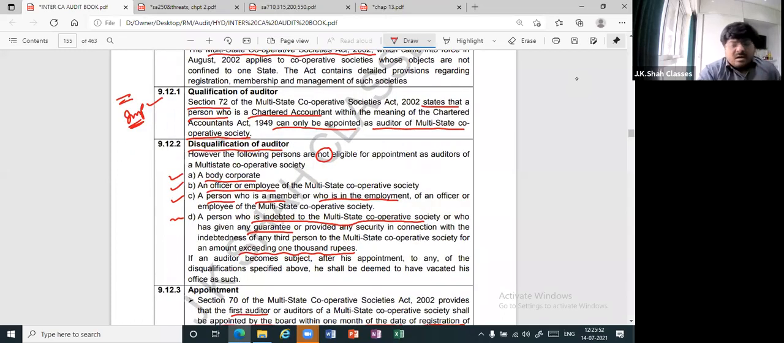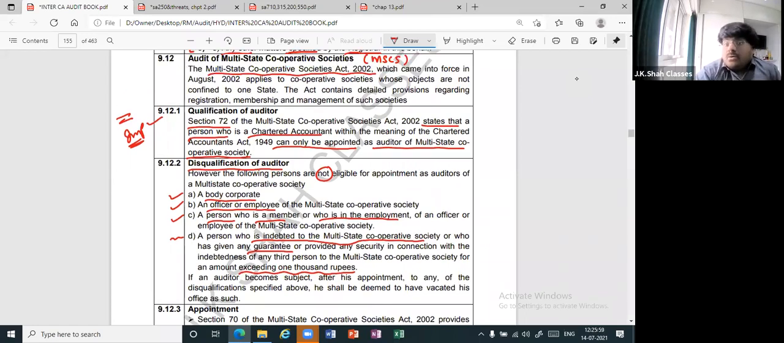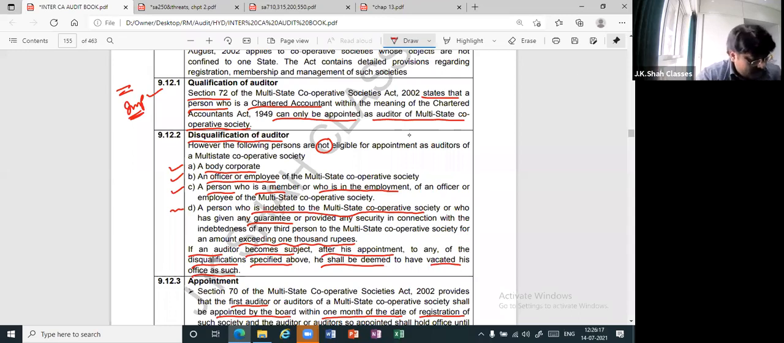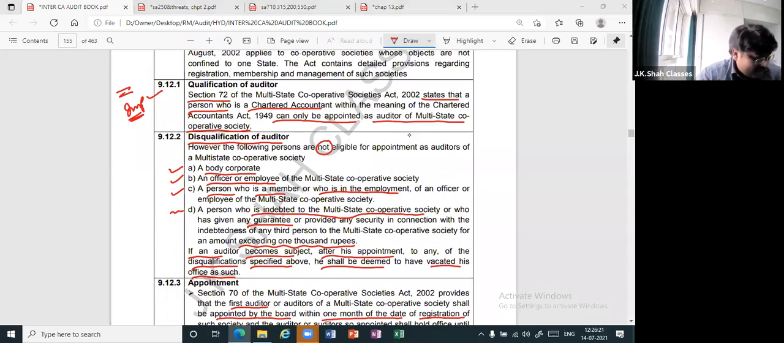Acha, by the way, you can attract disqualification only at the time of appointment, no? Or it can also be after appointment. It can also become after. Correct. So you have to be qualified throughout, not disqualified throughout. If the auditor is subject, after his appointment, to any of the disqualifications specified above, he shall be deemed to have vacated the office. Can I say vacated means it will become a casual vacancy? Not bad. You know, quite a lot of company audit.